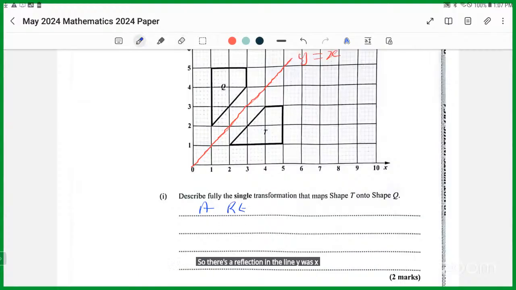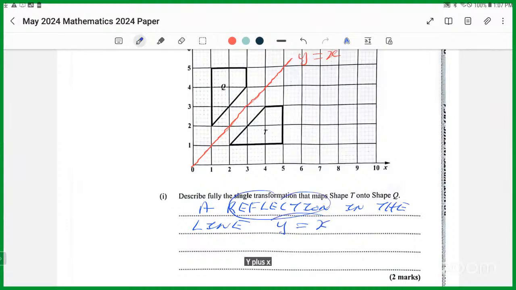So it's a reflection in the line y equals x. So I give the name and the one component, which is the mirror line. That is it.